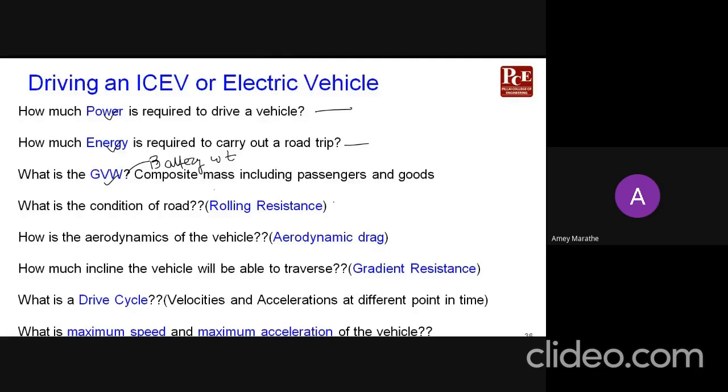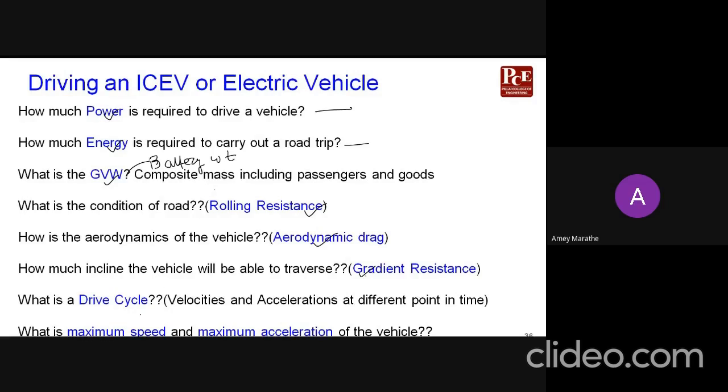So we are basically talking about what is the rolling resistance, how is the aerodynamics of the vehicle, so what is the aerodynamic drag, how much incline the electric vehicle will be able to traverse. So here, please understand, we are asking all these questions in terms of EV. So what is the gradient which your electric vehicle will be able to traverse?